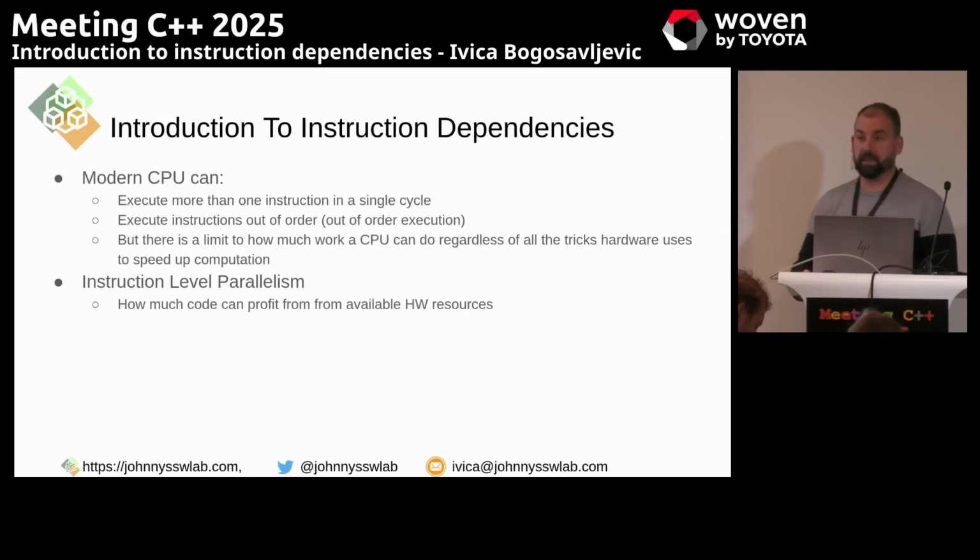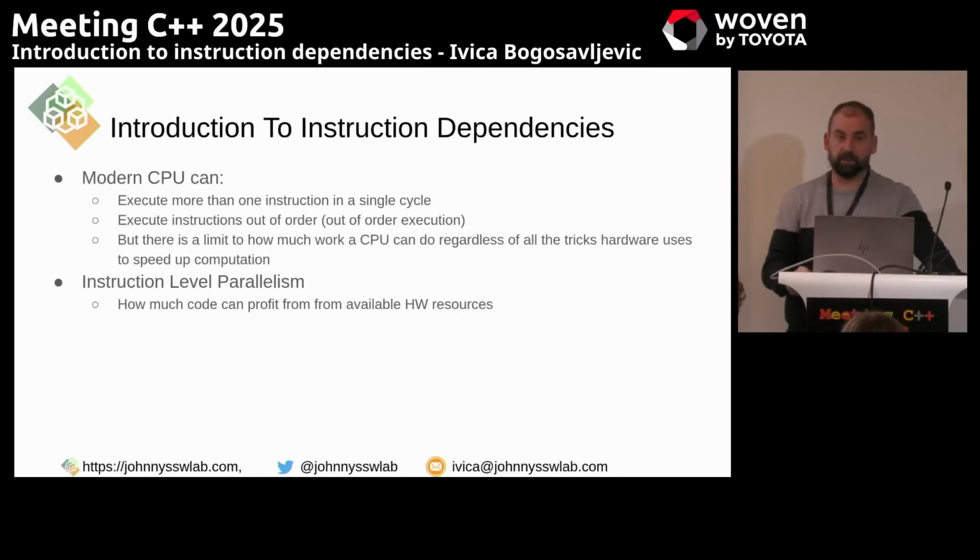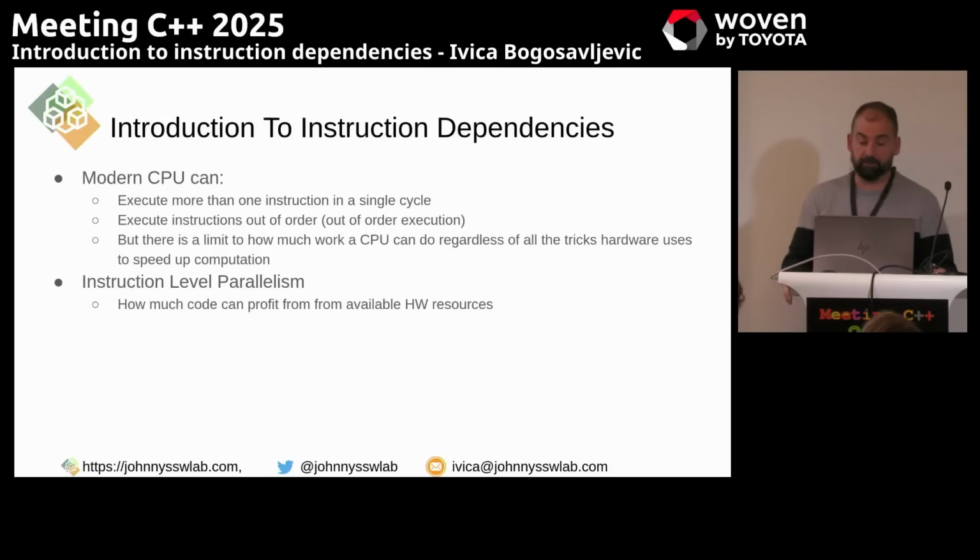Now, modern CPUs can execute more than one instruction in a single cycle. It can execute, say, 3 or 4. Your CPU is always picking up 3 or 4 or 6 instructions from the instruction stream. And it can also execute instructions out of order. Out of order execution means that it can skip the instruction that it cannot execute. But there is a limit to how much work a CPU can do, regardless of all of the tricks that the CPU tries to do to execute as much work as possible so it gets the best performance it can.